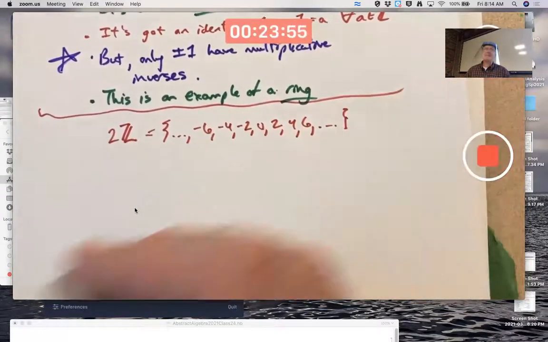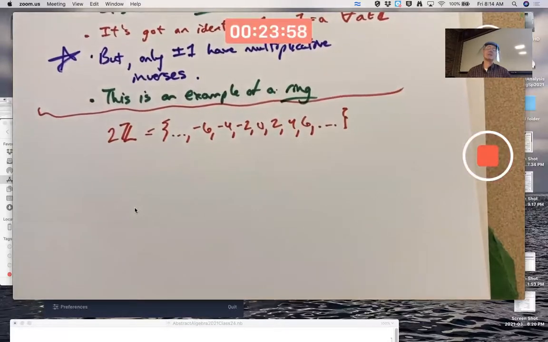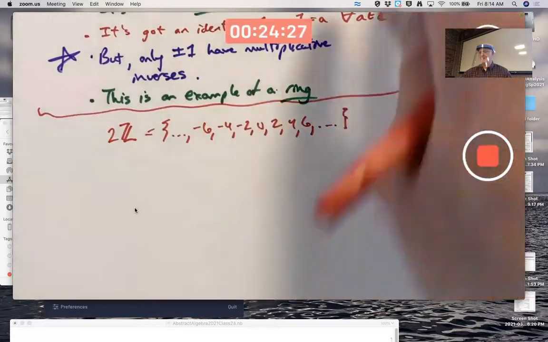That's certainly a group under addition, a subgroup of the integers with zero as the identity, and everything has an additive inverse. First of all, we definitely have closure. You add any even integers, you get another even integer. Do we want to consider this to be a ring? Well, if we do, you might say it's a more deficient ring than Z is.